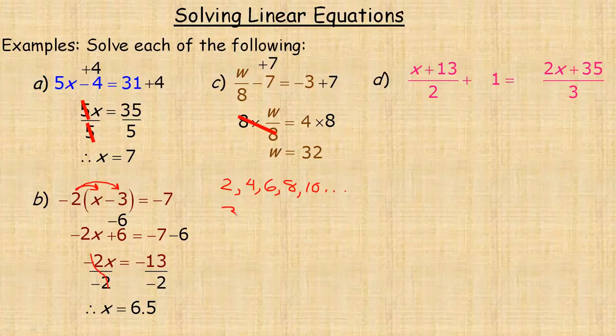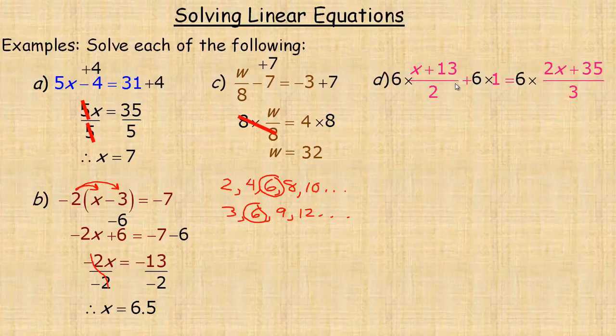And the multiples of 3 are 3, 6, 9, 12. That's lots. I don't need any more than that. And see, the least common multiple is the first number that appears in both lists. So that's the smallest number that 2 goes into and 3 goes into evenly. So that's why I'm going to multiply everything on both sides by 6. Now, the reason for that is so these denominators divide and I get rid of my fractions. That's the reason for that.